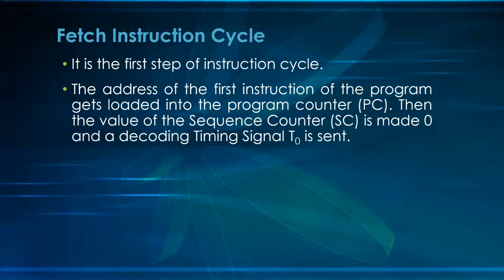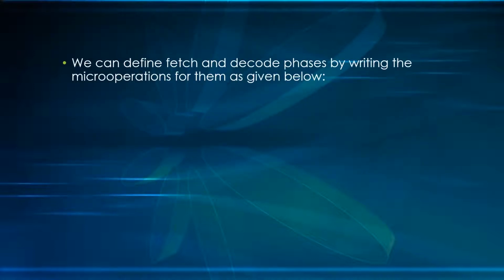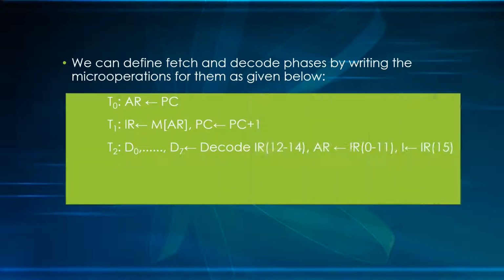The address of the first instruction of the program gets loaded into the program counter or PC. Then the value of the sequence counter or SC is made 0 and a decoding timing signal T0 is sent. SC will get incremented by 1 with each clock pulse, and thus there will be a sequence of timing signals T0, T1, T2, and so on. We can define fetch and decode phases by writing the micro operations for them.